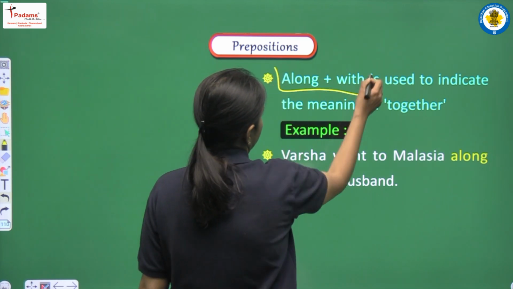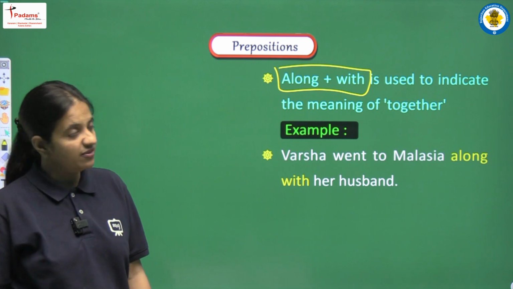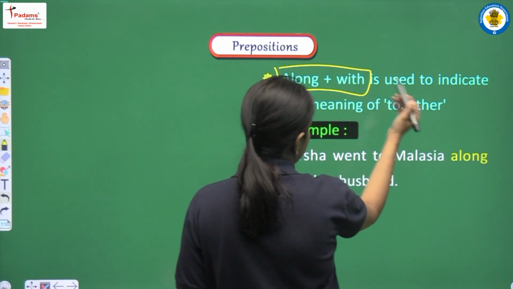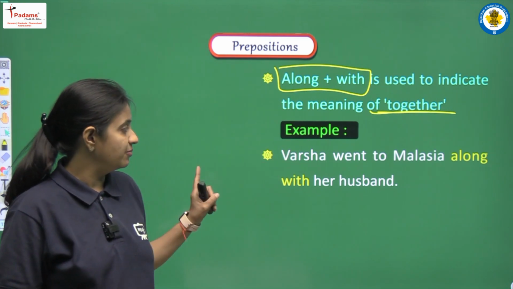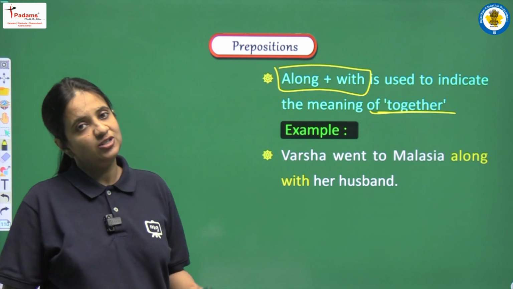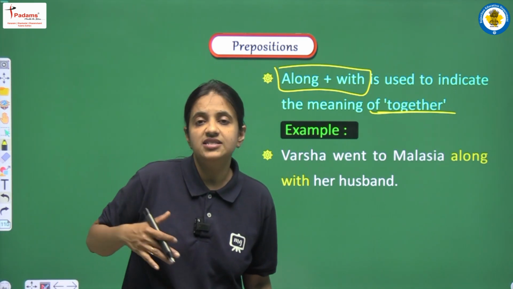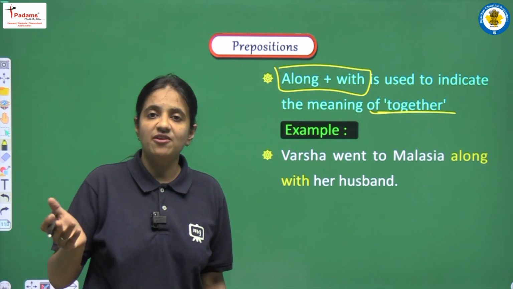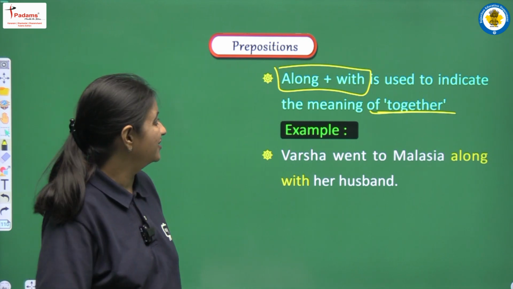Along plus with, it is used to indicate the meaning of together. So if in a sentence we are having along plus with, then we can have the meaning of together. Let's see the example. Varsha went to Malaysia along with her husband. So we are saying that Varsha went to Malaysia, you know, together with her husband. So we are having along plus with, so it is having the meaning of together.